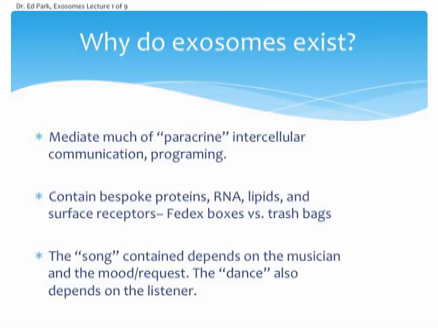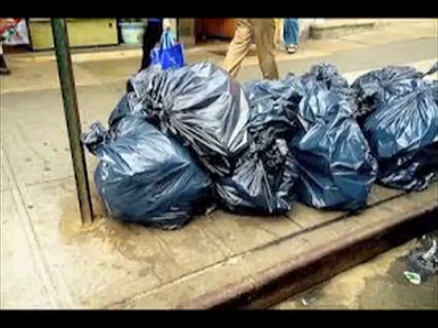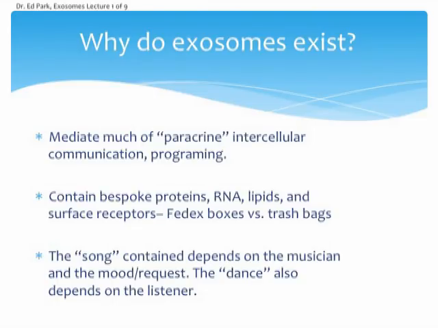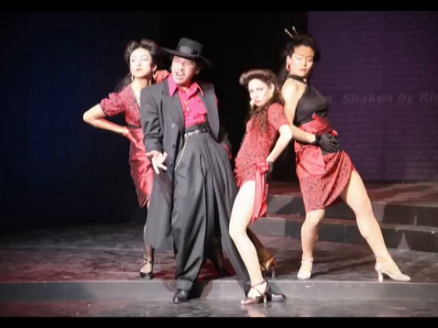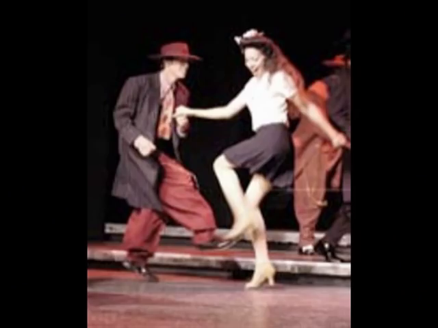Contrast this with the apoptotic bodies, maybe some of the other microvesicles, which could be of mixed use or even trash. The song that's inside these tiny spheres depends on the musician, if you will, that's the cell, and the mood the cell is in, in other words, what it's responding to in terms of its internal and external milieu. But importantly, the dance that the song produces also depends on the listener. And we'll get into this a little bit in aging. If you're sending a young song to old cells, how will the cells dance?